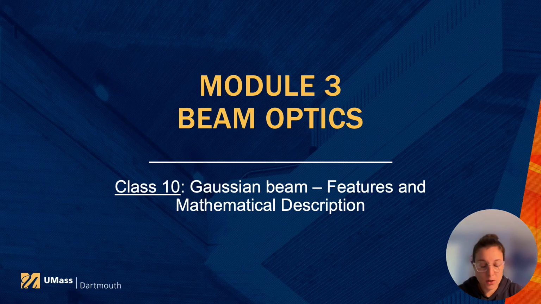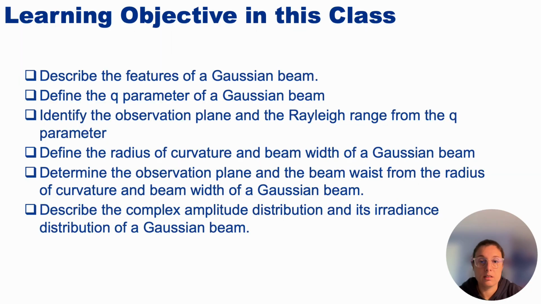Hello, this is Ana Doblas and this is the first video of the module Beam Optics of ECE 513 Intro to Optics and Photonics. The learning objective of this class is knowing a little more about the features of a Gaussian beam, being able to identify and define the Q parameter, and from the Q parameter knowing in which position we are from the Gaussian beam, which is our observation plane and what is the Rayleigh range.